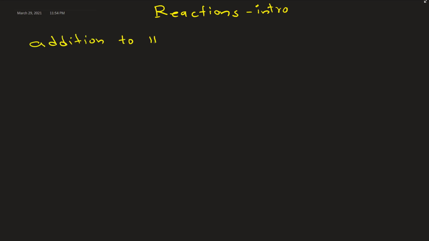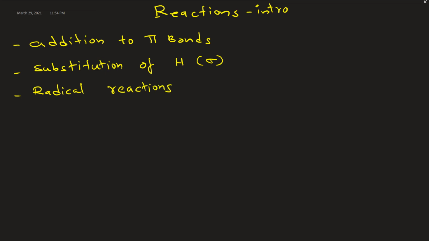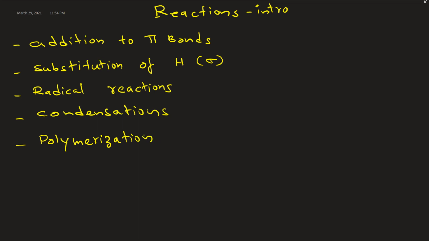Hi there. Let's do the organic reactions introduction. Addition to pi bonds and substitution of hydrogens, the sigma bonds, and then the free radical reactions, and also condensation, the esterification, and then polymerization finally.